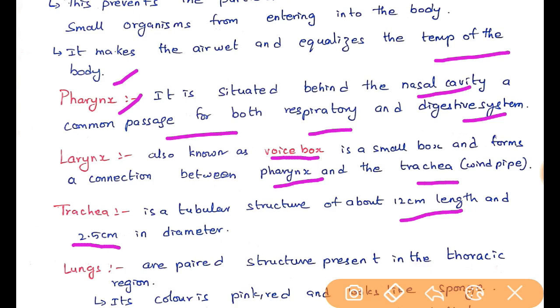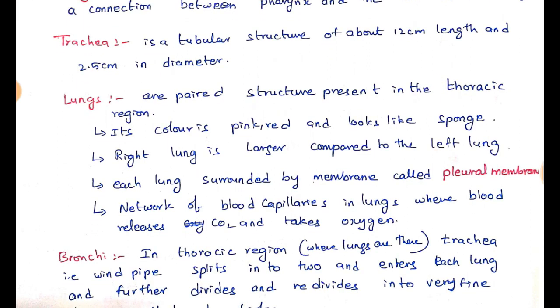Okay, friends, the lungs are present in the thoracic region, friends. Their color is pinkish red, and they look like a sponge. And you have to note that the right lung is larger compared to the left lung, friends. Each lung is surrounded by a membrane called the pleural membrane, friends. And in the lungs there is a network of blood capillaries, where blood releases CO2 and takes in oxygen. These capillaries are very fine, and this is where carbon dioxide and oxygen are exchanged, friends.